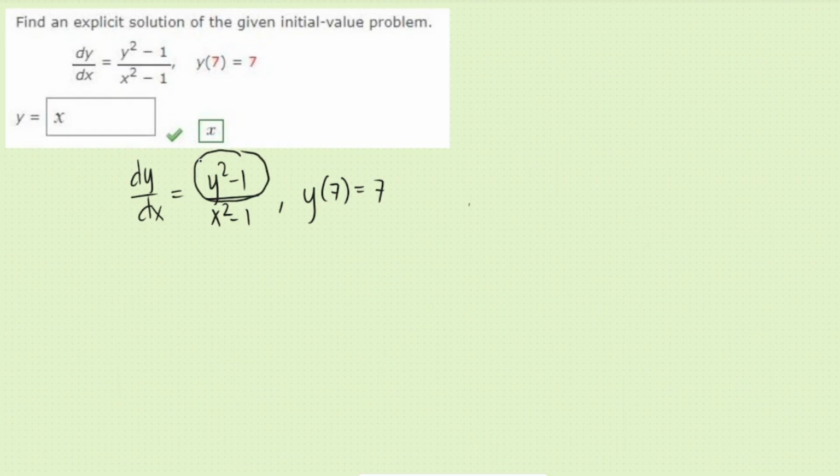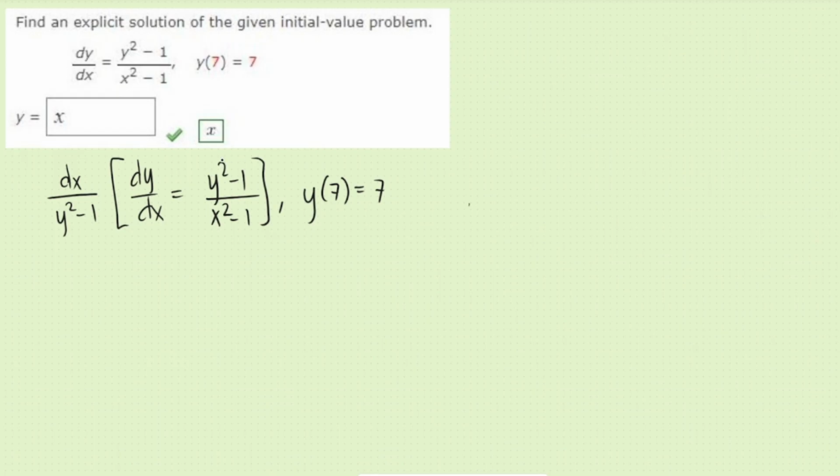That means that all of the expressions containing y will move here to the left-hand side of the equation, and all of the expressions containing x must be in the right-hand side of the equation. So dx will move here to the right. So how do we do that? We will multiply this whole equation by dx over y squared minus 1.